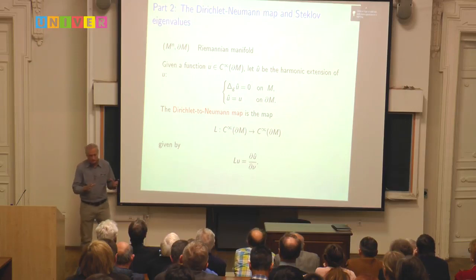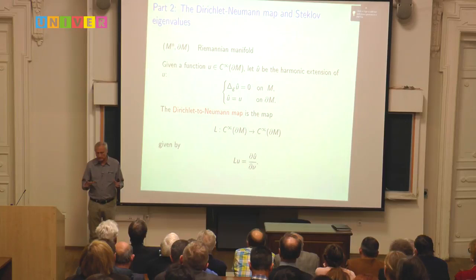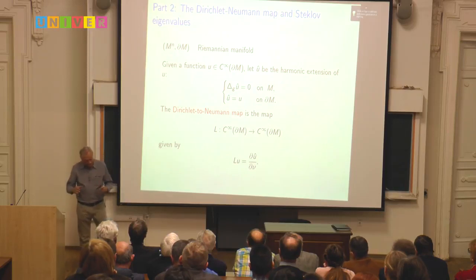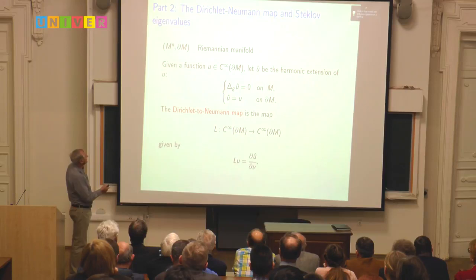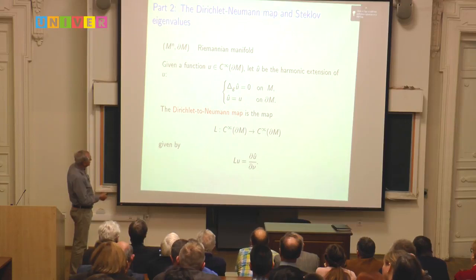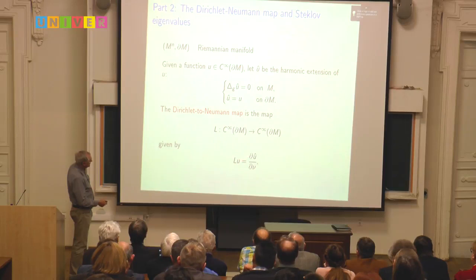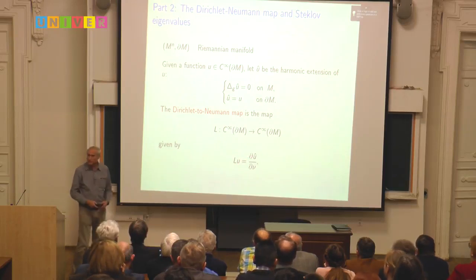Actually, I should say the Dirichlet to Neumann operator is a very important operator in certain areas of applied mathematics, particularly imaging. And so there are various versions of it. But I'm going to talk about it purely in this geometric setting. So we look at the harmonic extension, which I'll call u hat. Then the Dirichlet to Neumann map is the operator that takes the function u on the boundary to the normal derivative of the harmonic extension.